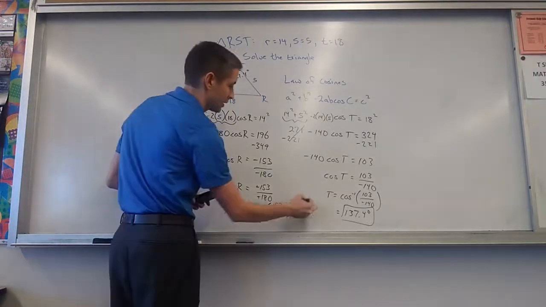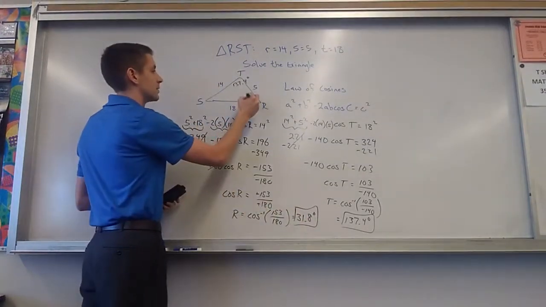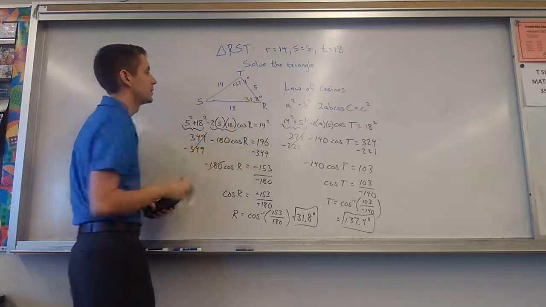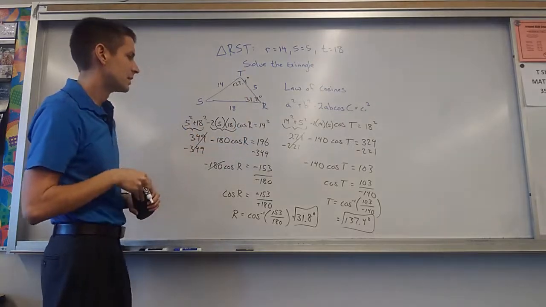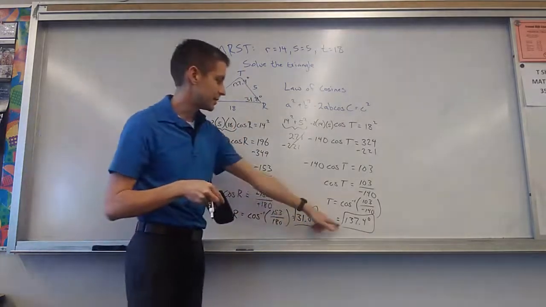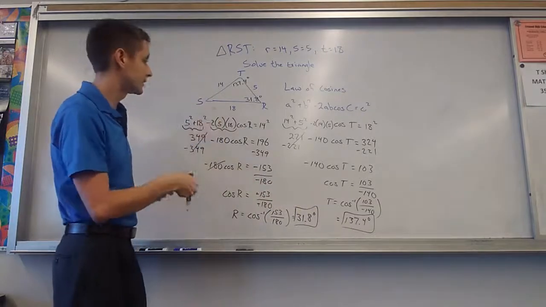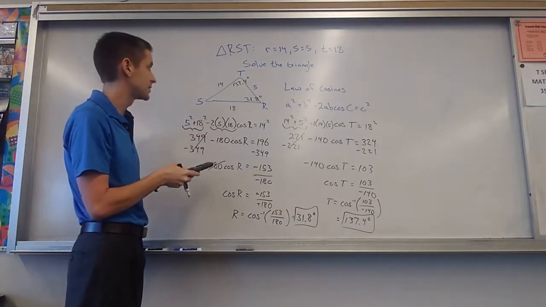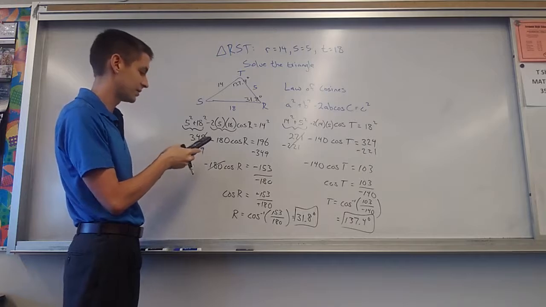And now that I have two angles here, to find this third one, I can take 180 and subtract two angles, the 137.4 and the 31.8. And I end up getting a 10.8 degree angle for that final one.